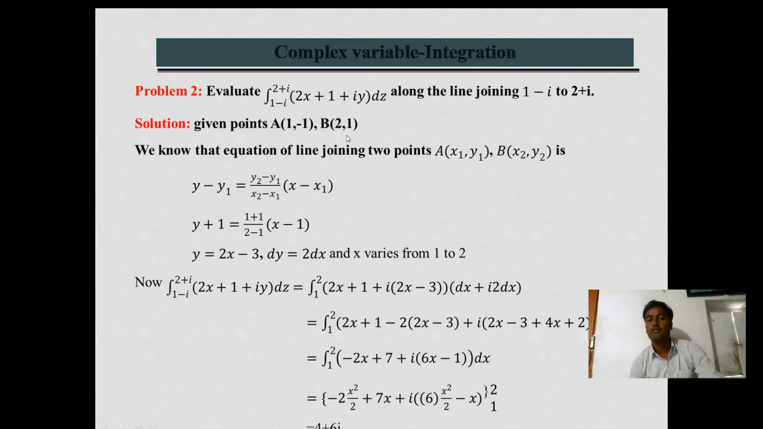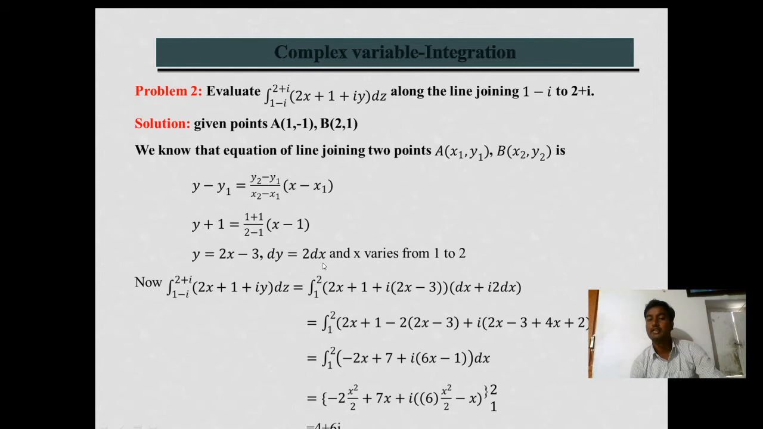Say y2 minus y1, that means 1 plus 1 by 2 minus 1 into x minus x1, x minus 1, right? Then you simplify, you get the line y equal to 2x minus 3. So you need a dx plus i dy. So you want to change either x or y, right? Now here we are changing the total integration in terms of x.